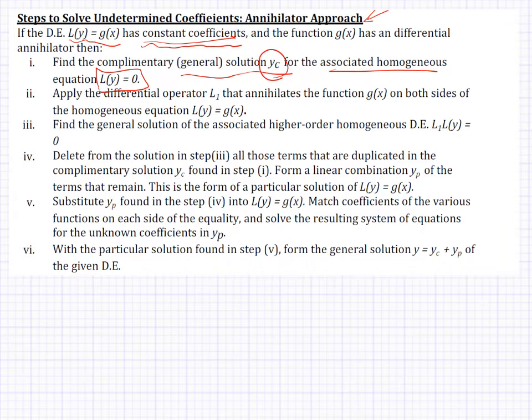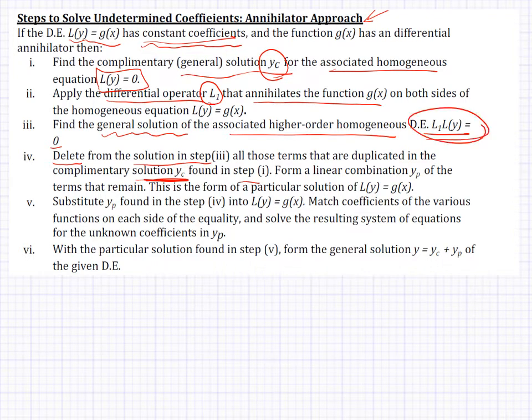Then the next thing we're going to do is apply the differential operator L1 that annihilates g of x. So you have to be able to do that. If you can't find an annihilator for g of x, this doesn't work. So we apply it to both sides, and we're going to get this new homogeneous differential equation, which we're then going to solve. We're going to find the general solution to this new higher order homogeneous. Once we have that, here's the key: delete the solutions from step 3 that we found already in step 1. Everything we found for y sub c in step 1 needs to be deleted from the solutions to this.